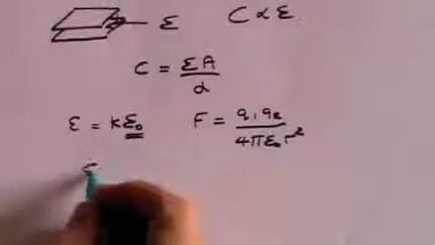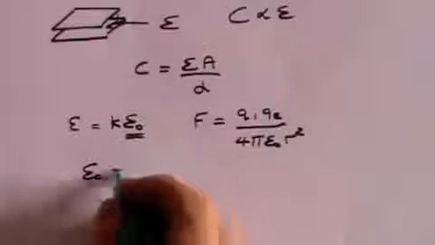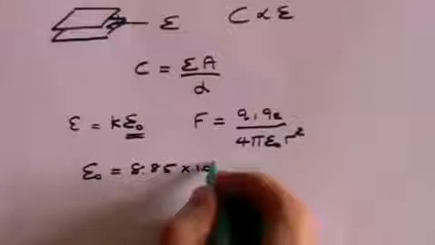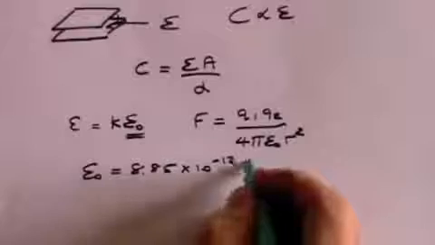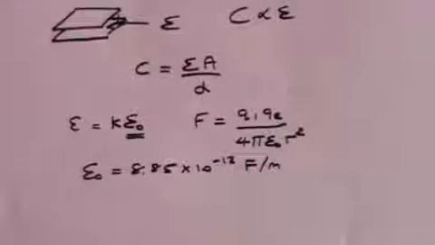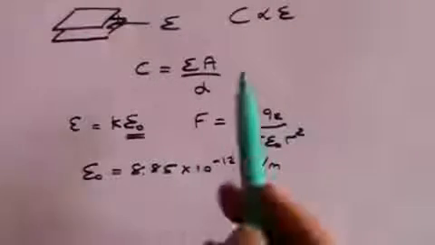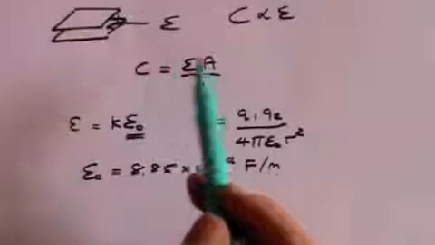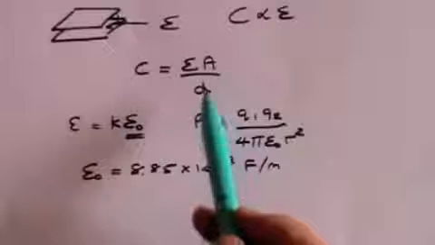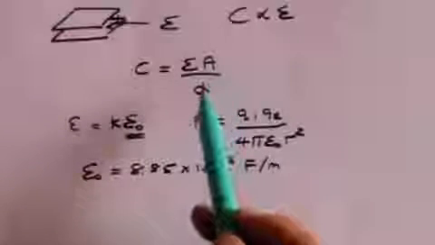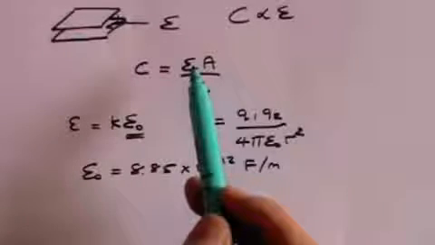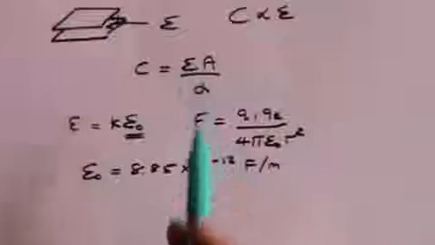The value of epsilon naught is 8.85 times 10 to the minus 12 farads per metre. You'll see it needs to be farads per metre because the capacitance is in farads, area is in metre squared, and distance is in metres, so area divided by distance is in metres. So farads per metre is what epsilon has to be.